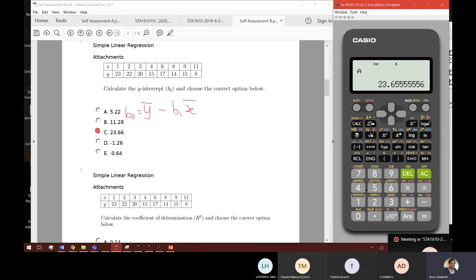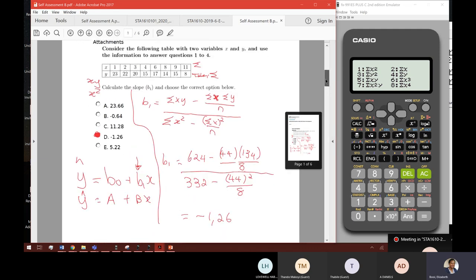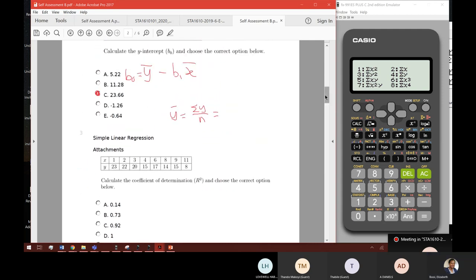If you don't have this kind of calculator and you're doing it manually, remember you would have calculated your means. So in this instance, I'm going to use the sums, which is 3. The mean of Y is the sum of Y divided by N. The sum of Y is on button number 4, and we calculated it was 134, so 134 divided by 8. And that will give you your mean. The mean of X will be the sum of X divided by N, and we calculated that was 44 divided by 8.